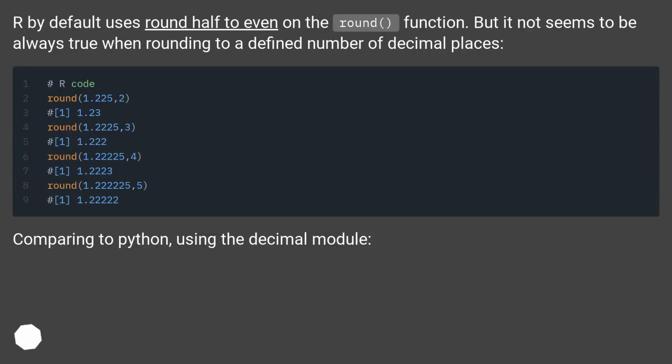Round half to even on decimal. R by default uses round half to even on the round function. But it seems not to always be true when rounding to a defined number of decimal places. Comparing to Python, using the decimal module.